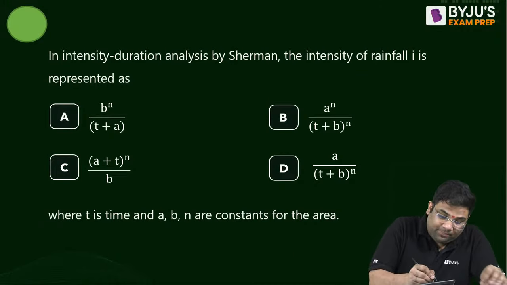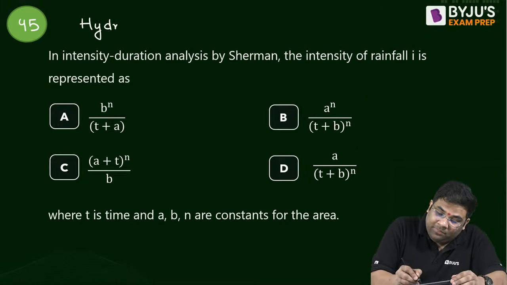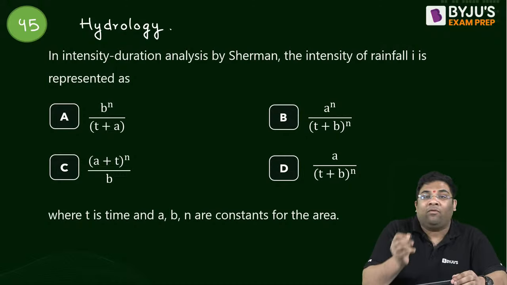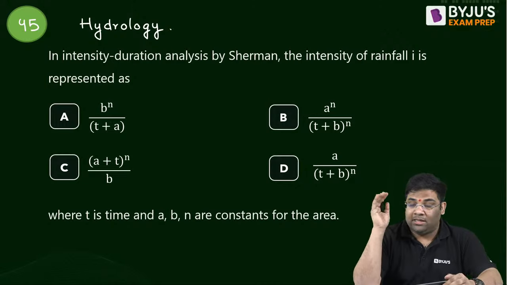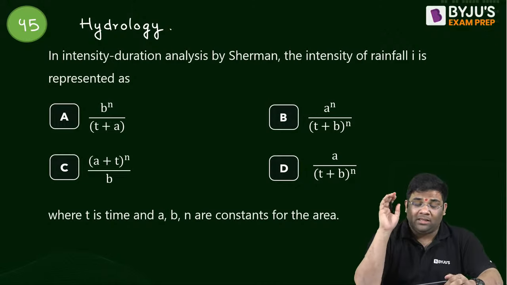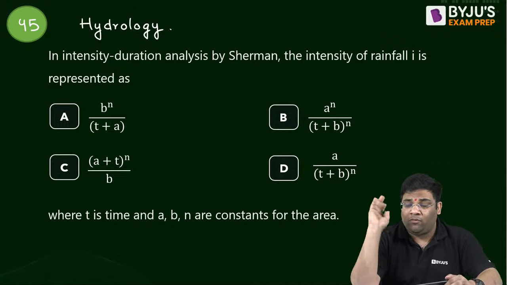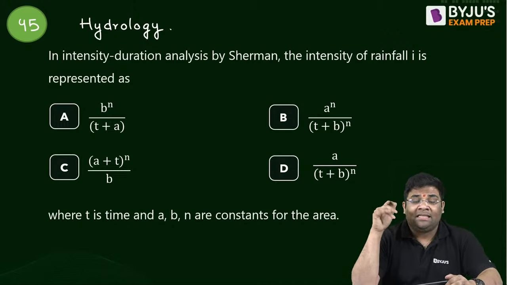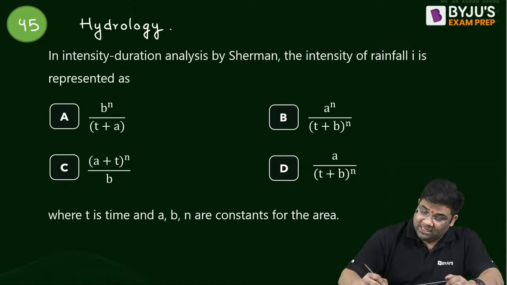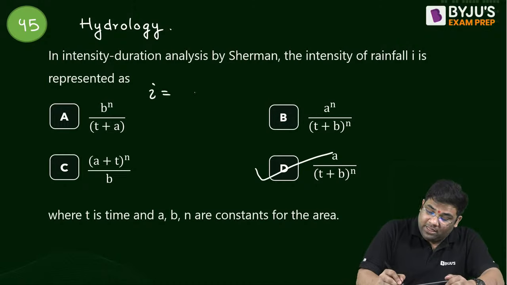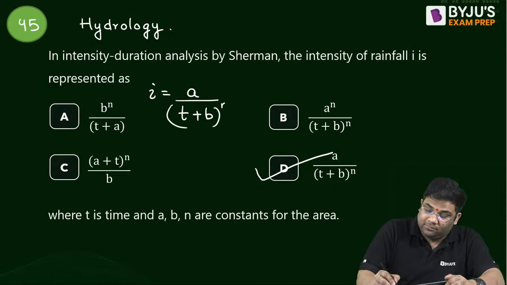Direct straightforward formulas. Okay, this was from irrigation and this is from hydrology. From hydrology and irrigation, they will directly ask your empirical formulas. They need not ask numericals. They can ask only formulas like this, and all the empirical formulas you should remember for hydrology and irrigation. What is the answer to this? The answer is this. The intensity is equal to A, the numerator doesn't have the power, T plus B to the power N. Yes, this is the formula, right?